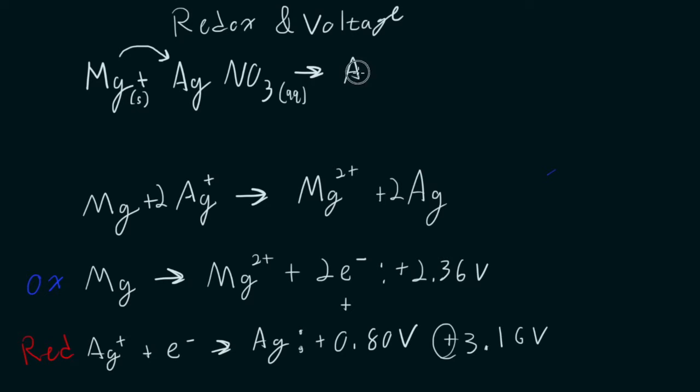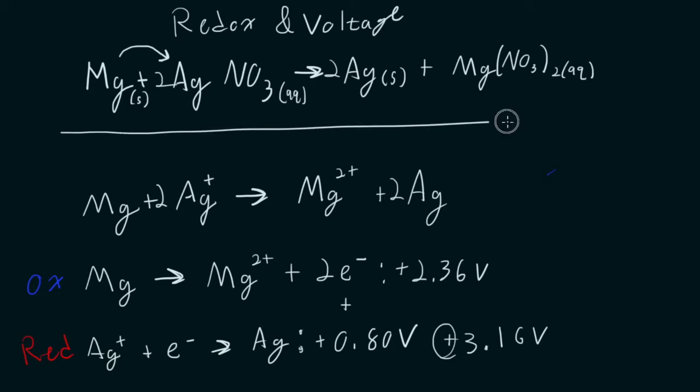And so I'm going to get silver all by itself as a solid, and I'm going to get magnesium nitrate. It's going to be aqueous. So I need to make sure I'm keeping track of my positives and negatives there in my ions. And then all I need to do is balance this. So I'm going to put a 2 here, and a 2 here. Perfect. And that's my completed reaction.